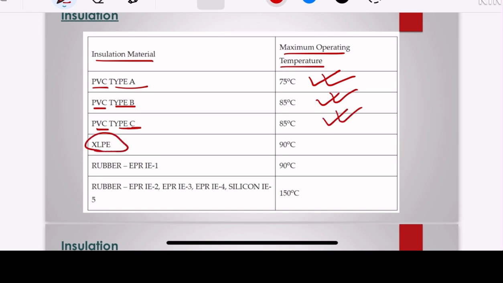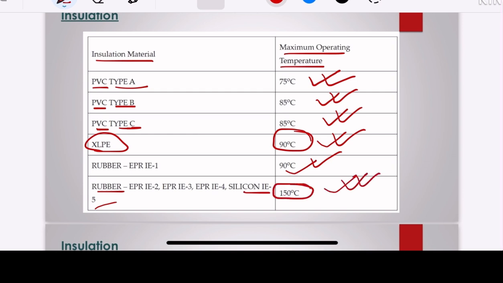For XLPE cable, cross-linked polyethylene cable, we can use that cable till 90 degrees Celsius. And when there is a rubber insulation EPR-IE1, then we can go till 90 degrees Celsius. And when the insulation is rubber EPR-IE2, EPR-IE3, EPR-IE4 and silicon IE5, then we can go till 150 degrees Celsius.